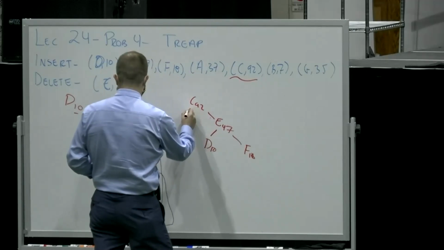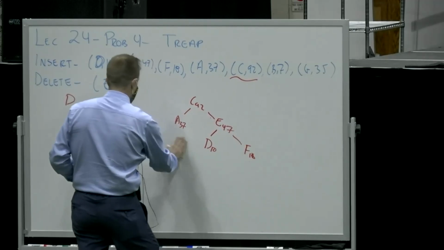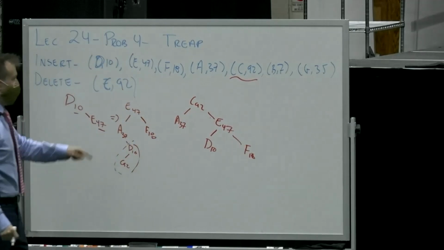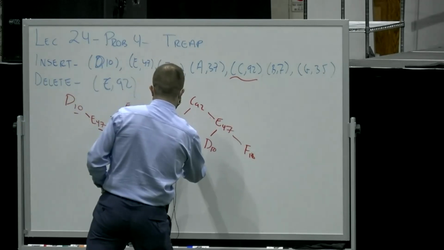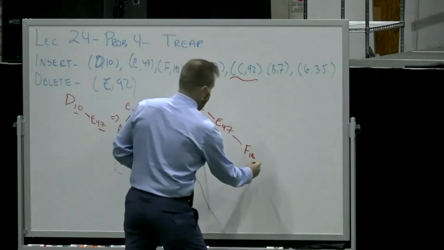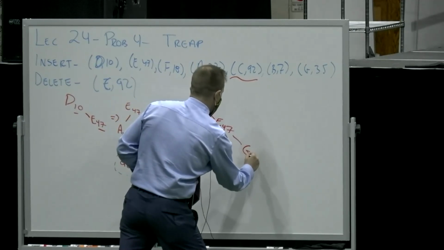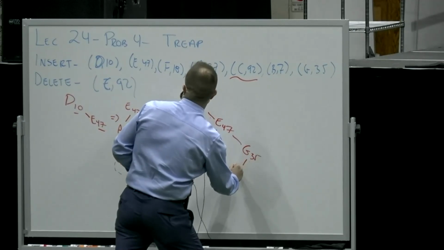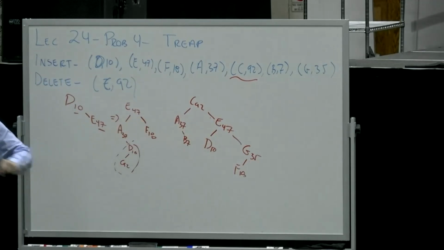So now we have A37 over here. So now we're going to insert B7 and G35. B7 simply goes here. G35, G initially would come down here. We'd rotate this up. So then this becomes G35, and we have F18 down here. So does everybody understand how I got to this point?